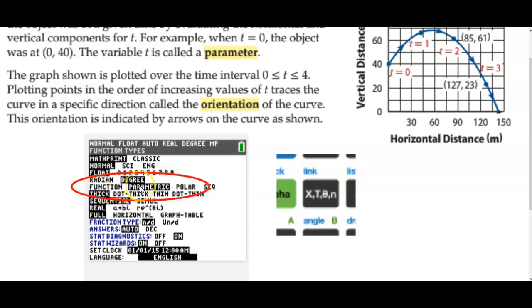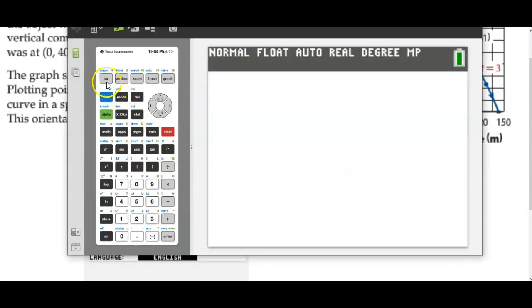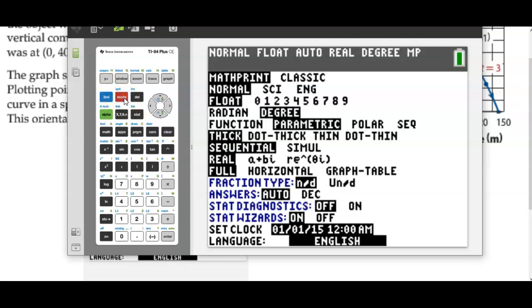You want to put your calculator in parametric mode and in degrees. Degrees doesn't matter for today's part. For the second lesson, it will matter. So while you're in there, make sure you're in degrees and then switch from function to parametric mode. I'm going to do that real quick on this one. Mode, arrow down, arrow to the right, hit enter, arrow down, arrow to the right, hit enter.